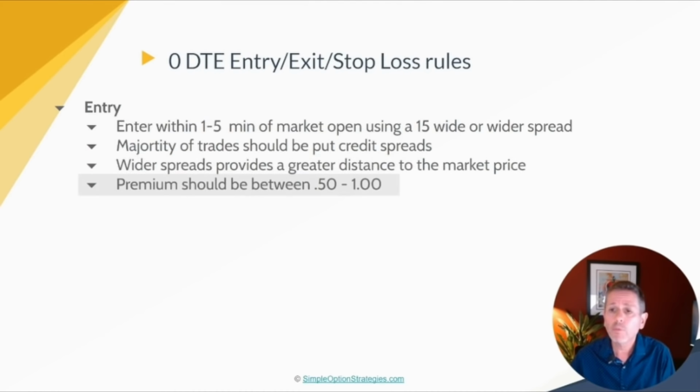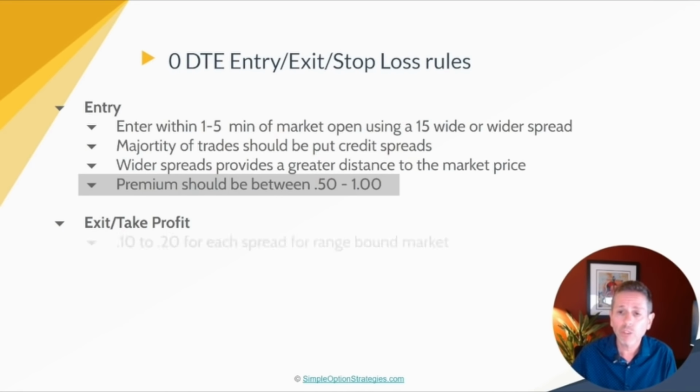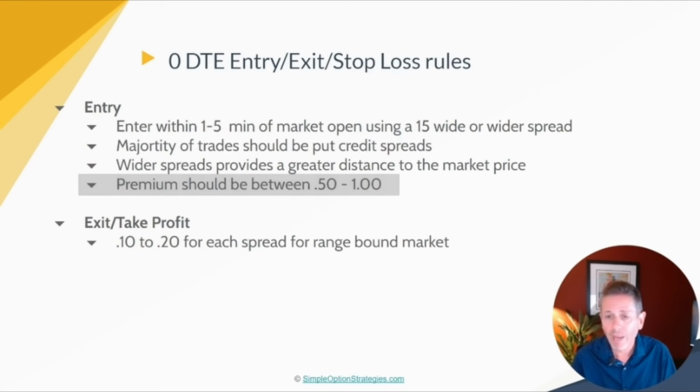We mentioned that already. Premium should be between 50 cents and $1 for the 15 wide. That's what I do. A lot of times I'll put on the 50 cents. If the market goes down, I'll put on 80 cents premium, and then I'll put on $1 premium. I've done that over and over again, and it works really, really well. You just have to understand where your loss point is and make sure you pull the trigger so that you won't get a full max loss on that.